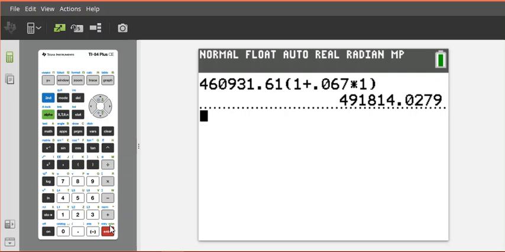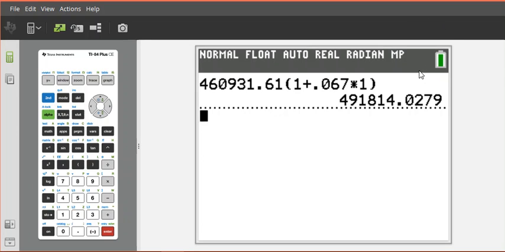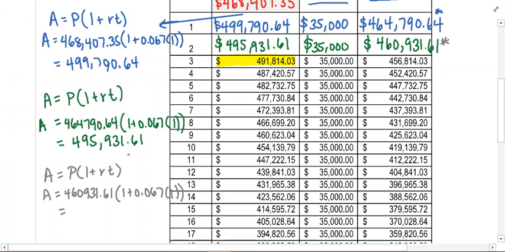We're going to round this to the nearest cent. So we have 2 cents. There's a 7 that comes after, so we need to bump this up to 3 cents. So this is going to give us $491,814.03. And that is the number that you see in yellow. That is this number. All right, so then the table would carry on.